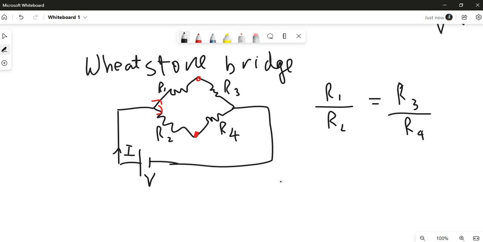This means that you can just see R1 and R3 in series, and R2 and R4 in series, and you can simplify the circuit. This is the concept of Wheatstone bridge. And these are some of the combinations I've illustrated for you. Thank you.